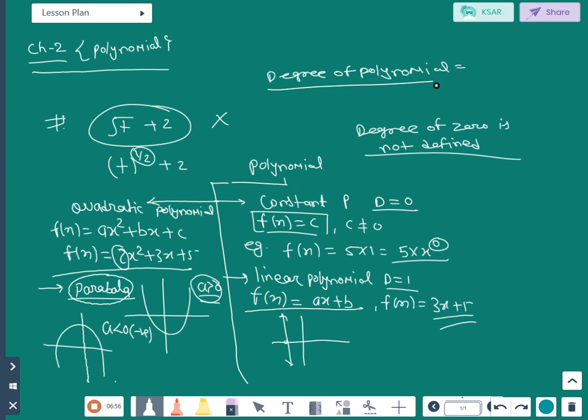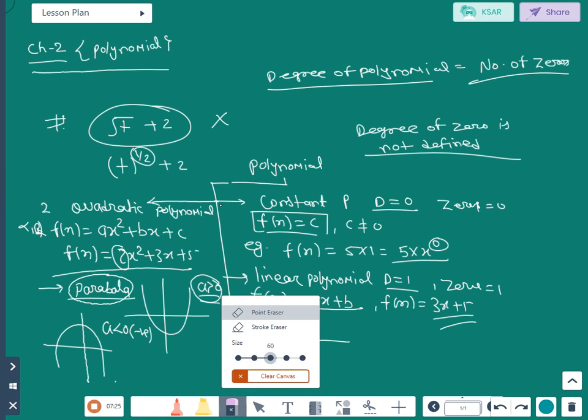Degree of polynomial is equal to the number of zeros. Generally the number of zeros is based on the degree of the polynomial. So in a constant, degree 0, the number of zeros is also 0. In a linear polynomial, degree 1, the number of zeros is 1. In a quadratic polynomial, the number of zeros is 2. That is called alpha and beta. Next we will discuss the cubic polynomial.